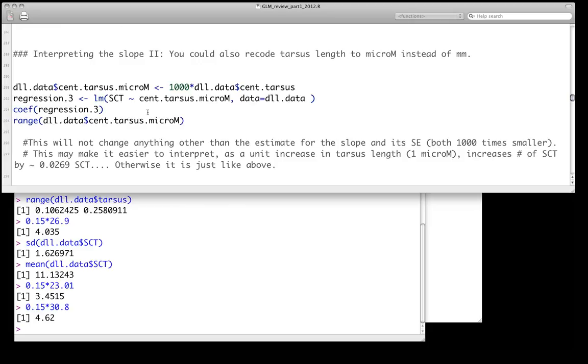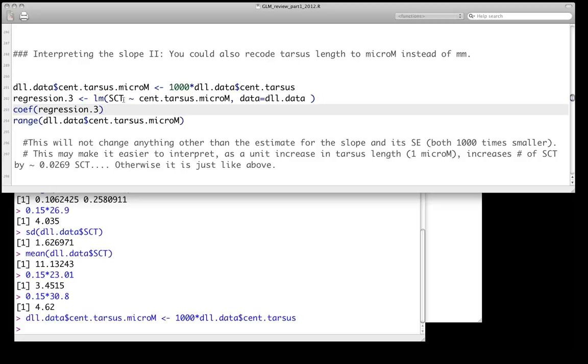Are there others? Of course there are. So one clear and perhaps more straightforward thing we can do is recode tarsus length to say micrometers instead of millimeters. And so here we're just going to multiply the centered tarsus length. We still want to keep it centered. We're just going to recode it because, of course, 0 micrometers is as meaningless as 0 millimeters in terms of the length of a tarsus. So we'll just recode that.